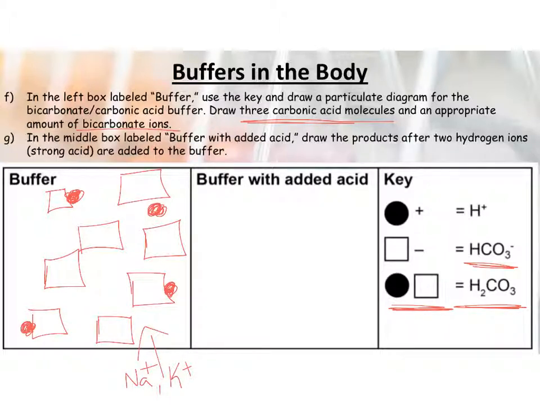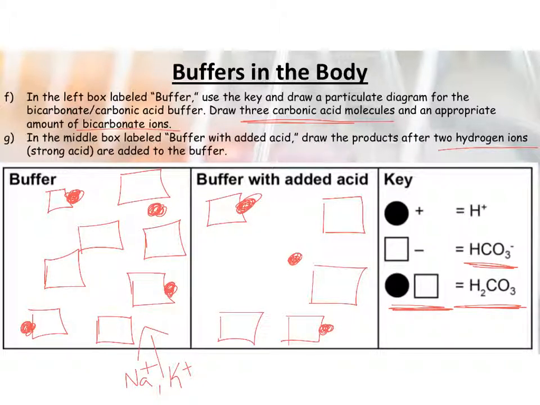Now the middle box wants us to draw the same buffer but with some added acid. So we want to draw the products after 2 hydrogen ions or strong acids are added to the buffer. If we put H pluses in there, all they're going to do is react with our HCO3 minuses. So I'm going to draw my original carbonic acid buffer, basically an exact replica of what I have right now, and then we can go back and add our H pluses in and analyze how that would change our buffer situation.